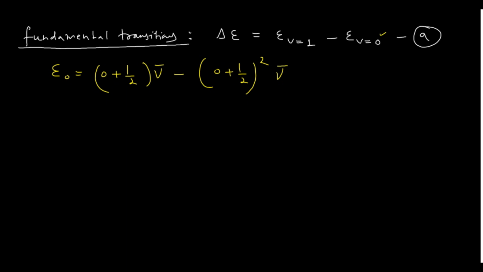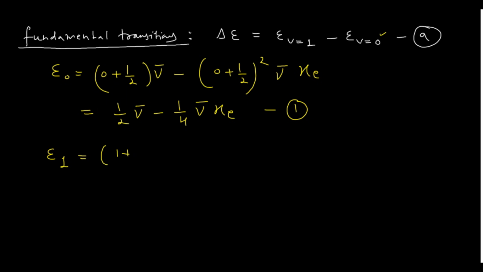This is nu bar of xe. Right? This is actually the vibration energy of the first level, and this is the vibration energy of the 0th energy level. So this is nothing but half of nu bar minus 1 by 4 of nu bar xe. Say this is the equation number 1. And similarly you can calculate the epsilon 1. This would give you 1 plus 1 by 2 nu bar minus 1 plus 1 by 2 square nu bar of xe.